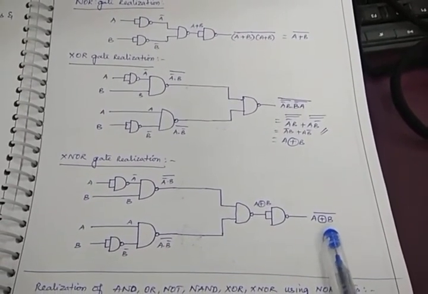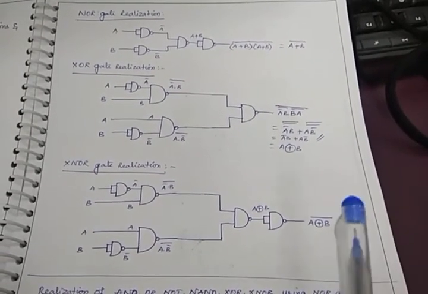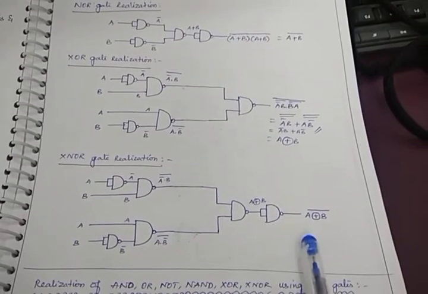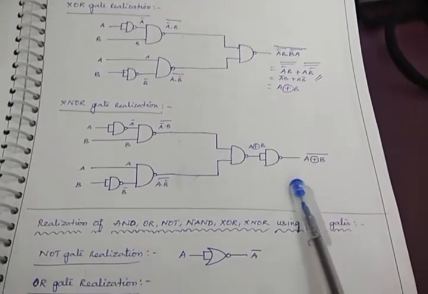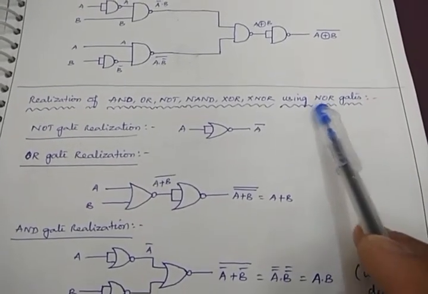Right? Hope you understand all the 6 gates we realized by using only NAND gate. That's why NAND gate is a universal gate. So we'll see how we are going to realize the 6 gates by using NOR gate.